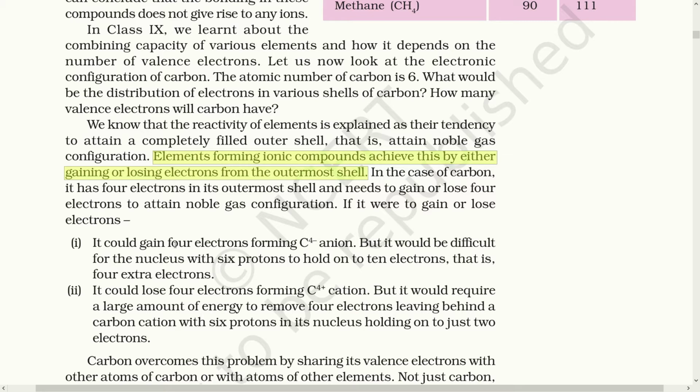First, if it would gain 4 electrons forming a carbon anion, it would be difficult for the nucleus with 6 protons to hold on to 10 electrons. As carbon already has 6 electrons, it adds 4 more electrons, which makes it difficult for the protons to hold on to these 10 electrons. So this seems a little difficult.